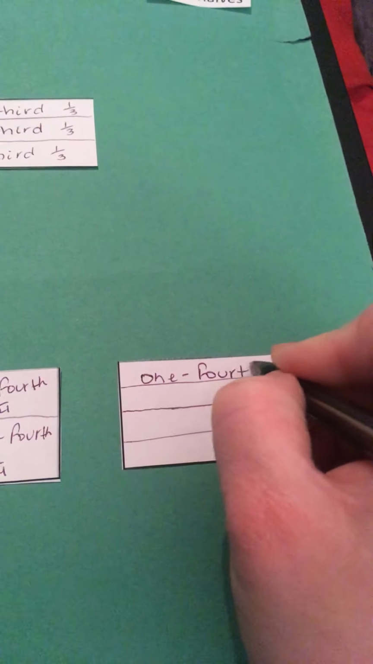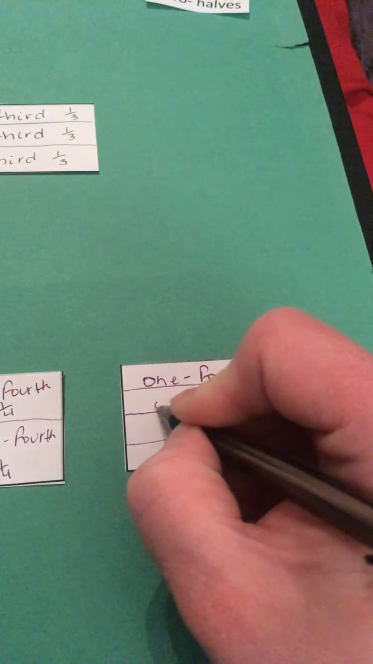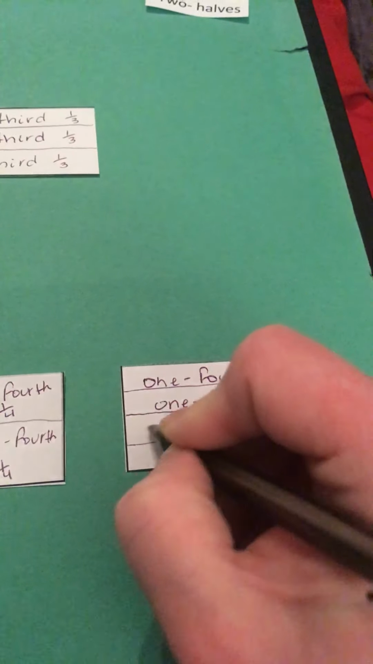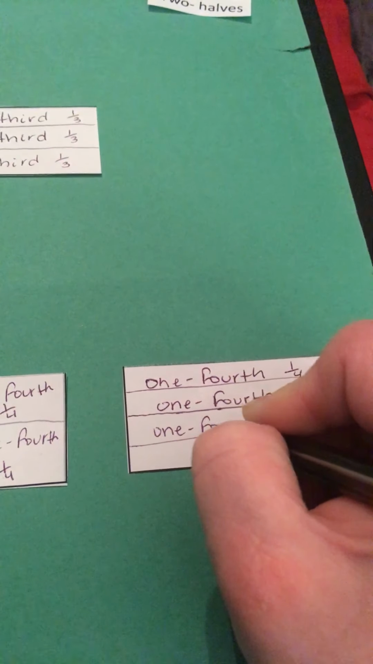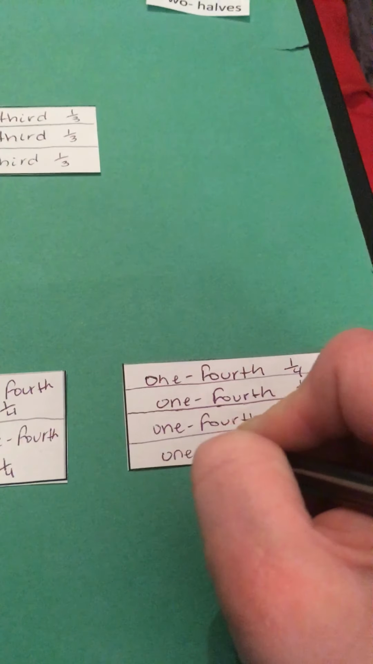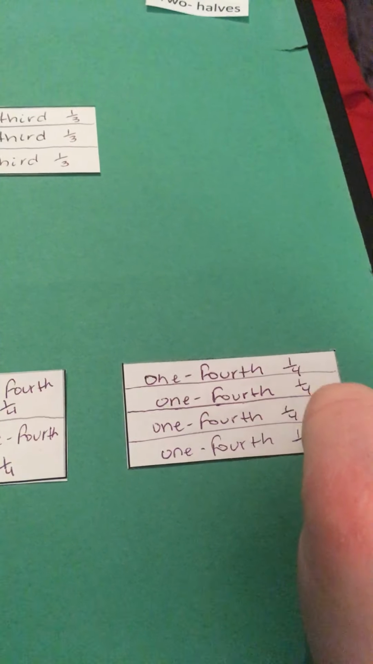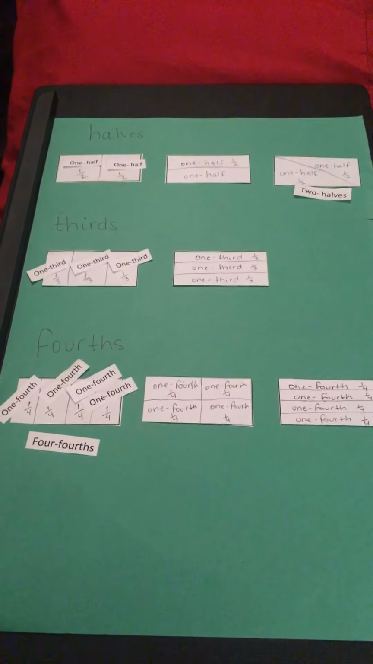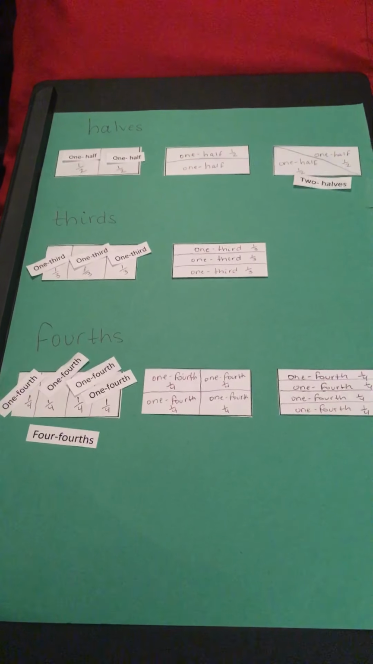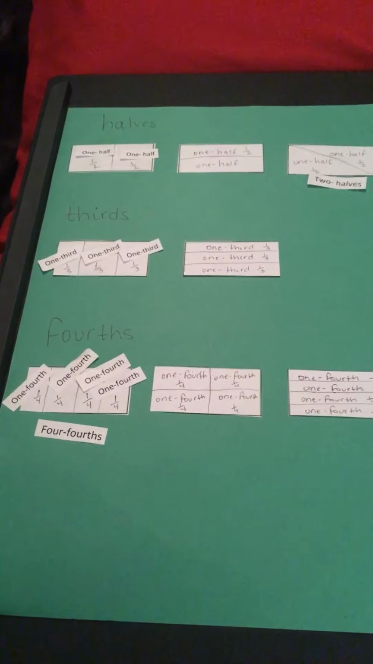1/4, 1/4, 1/4, and 1/4. So there you have it. There are different ways to partition these rectangles into halves, thirds, and fourths.